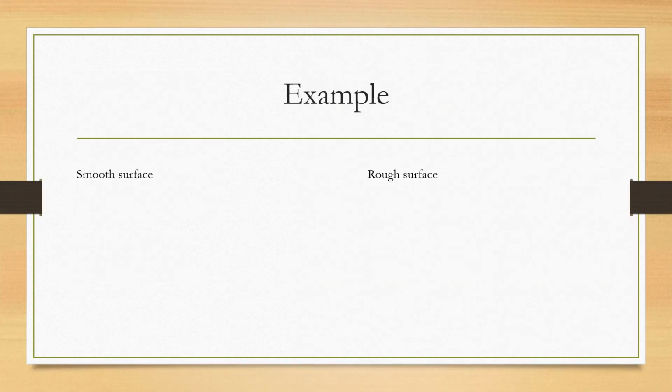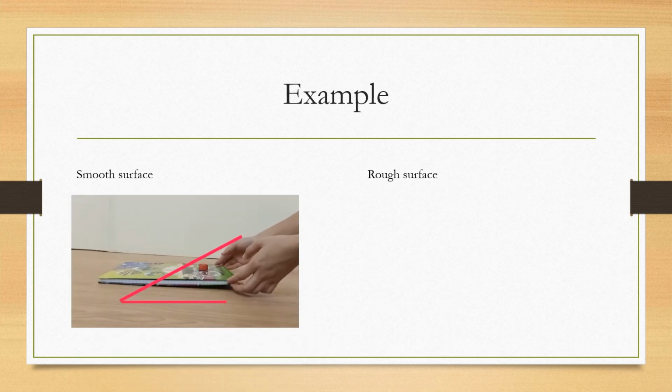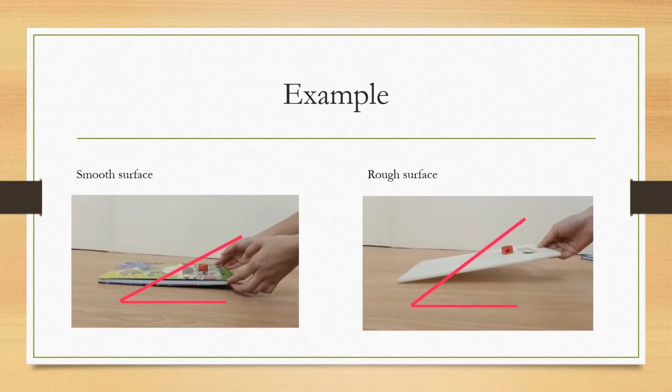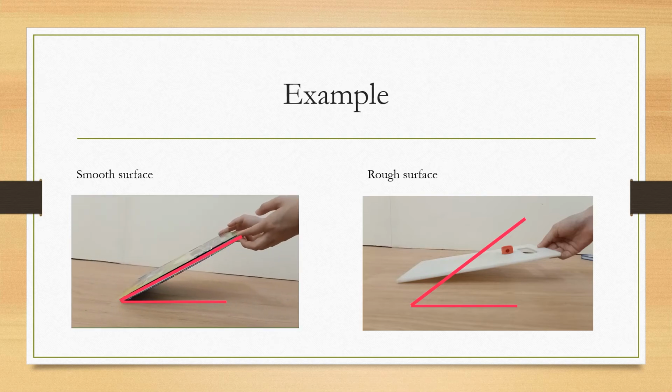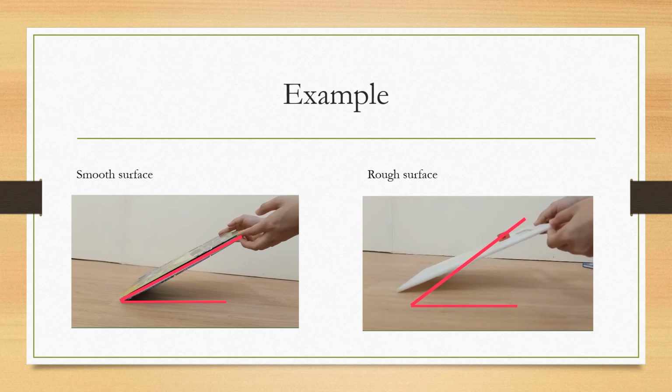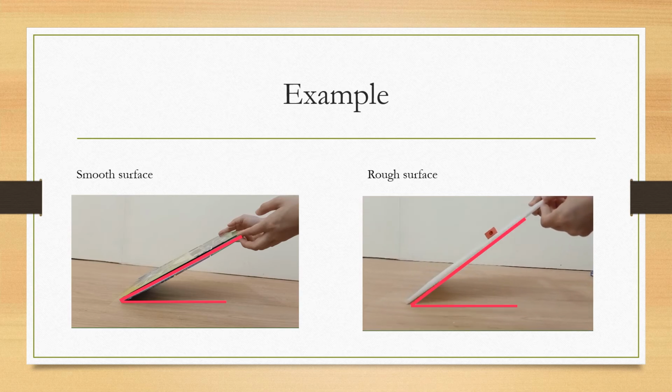Here is an example to help us understand more about friction. Here is the example on the smooth surface, and this is the example on the rough surface. From this example, we can see that the angle of the first surface, which is the smooth surface, is smaller than the angle at the rough surface.